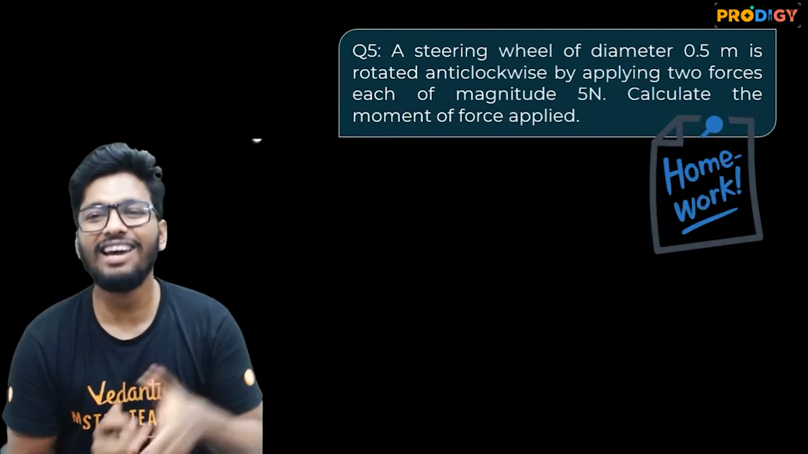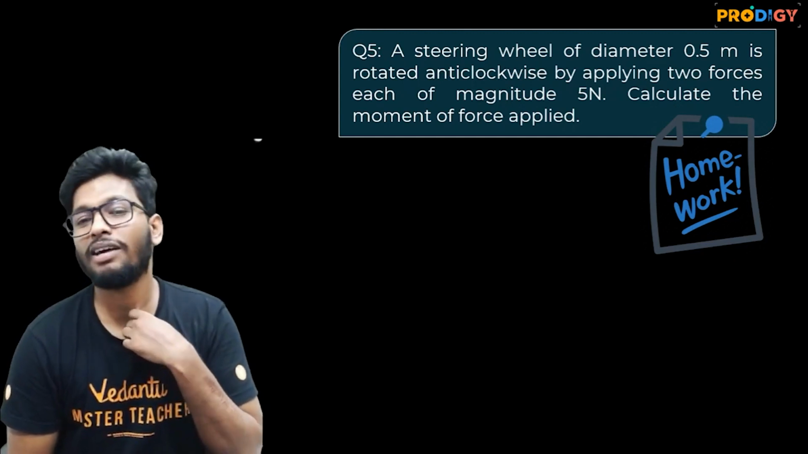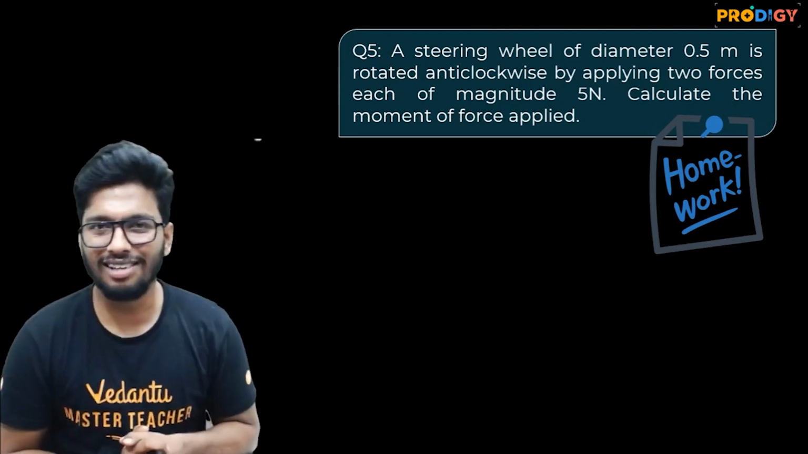With that said, this is your homework for today. A steering wheel of diameter 0.5 meters is rotated anti-clockwise by applying two forces, each of magnitude 5 Newton. Calculate the moment of force applied. Let me know what is the answer in the comment section.